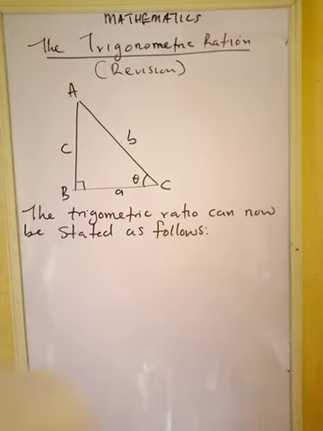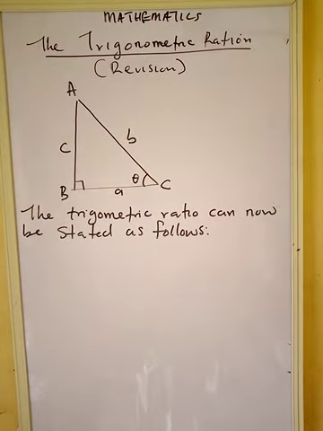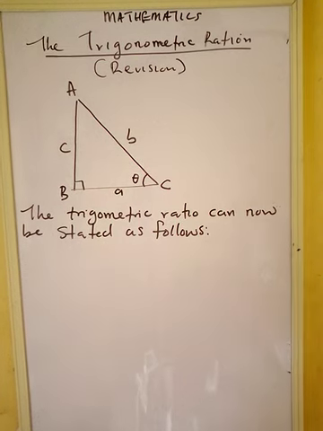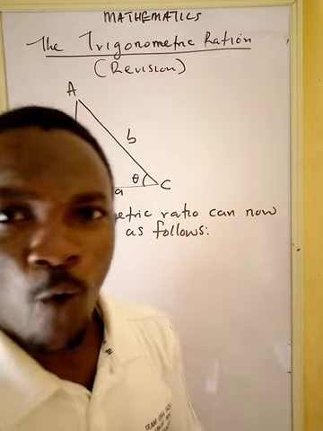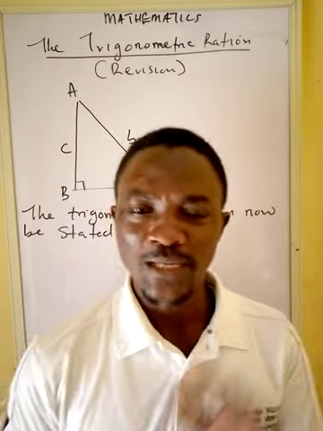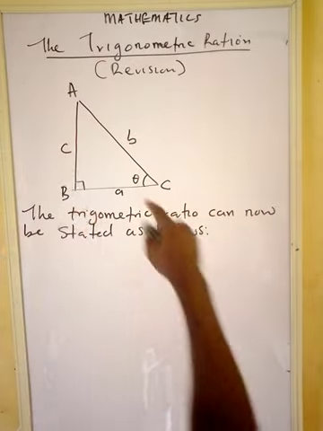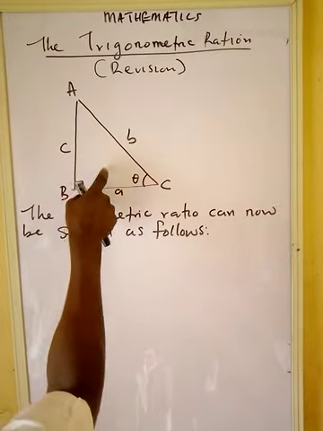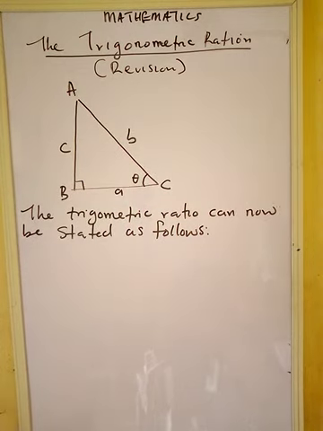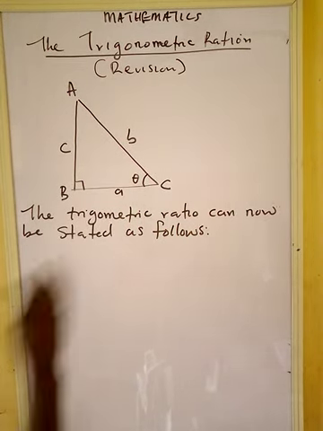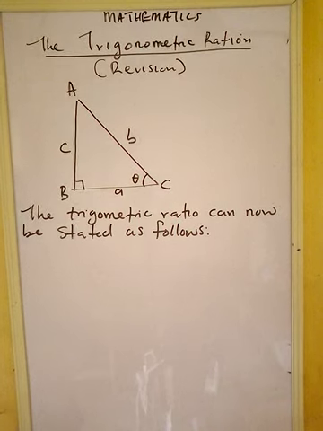Now, trigonometry ratio. If you look at the board, what we have here is a right angle triangle. Look at the board. We have a right angle triangle. Now, we want to state the ratios.